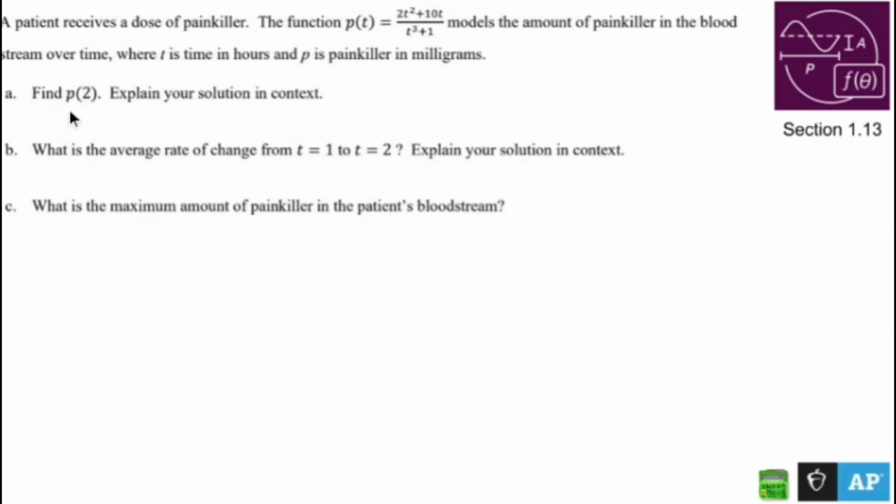So part 1 is going to be find P of 2. Part 2 is going to be finding the average rate of change. And part 3, also known as C, is going to be the maximum amount of painkiller. So let's whip out a calculator, do each part at a time, see what we end up with.